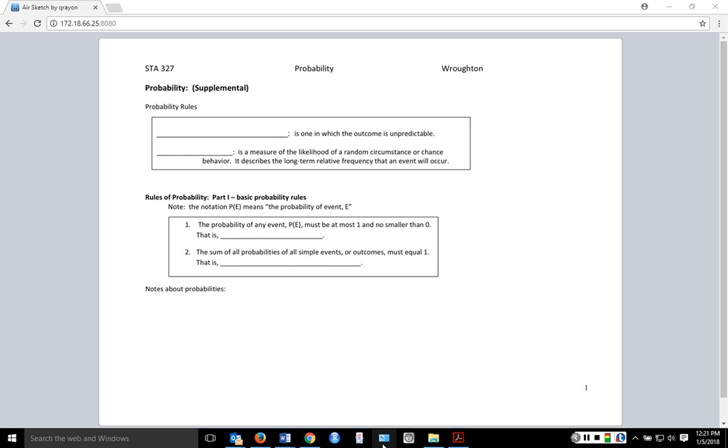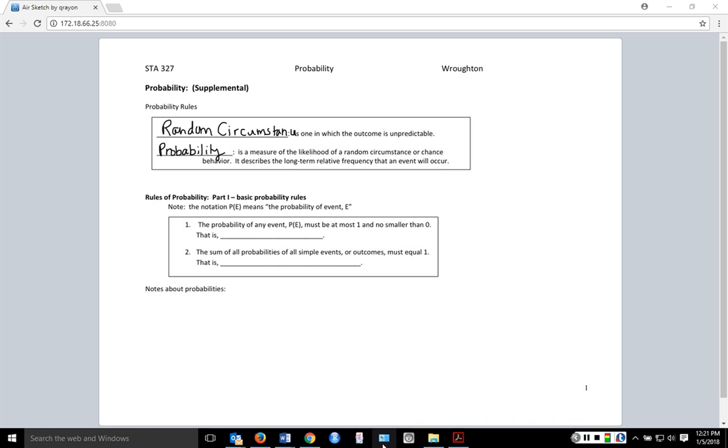So first, starting with some definitions here. The first one is called a random circumstance. And this is just one where the outcome is unpredictable. And that's a lot of what we work with in statistics, is we're trying to predict things that we don't know the outcome to. So that's one of our big goals. The one thing that we need when we have a random circumstance is to know the probability of it.